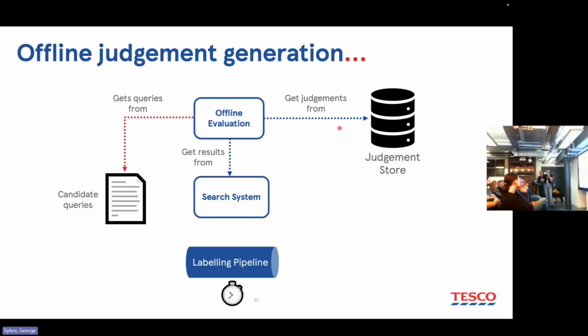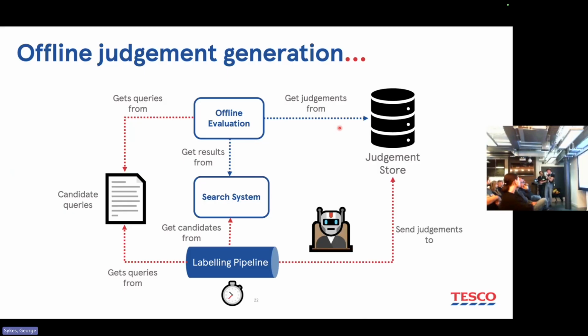And then you have running asynchronously your labeling pipeline, where we again get the queries that we want to maintain labels for. We generate candidates from the system for those using a mixture of BM25 and hybrid retrieval. And then we can send them to our model for generating judgments, and they get added to the judgment store. And this is asynchronous from the offline evaluation process.